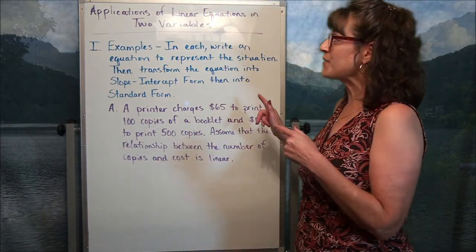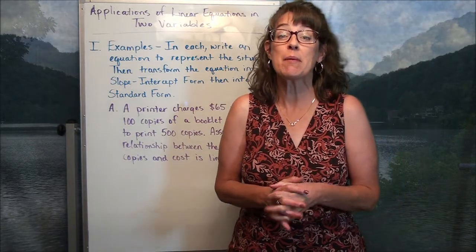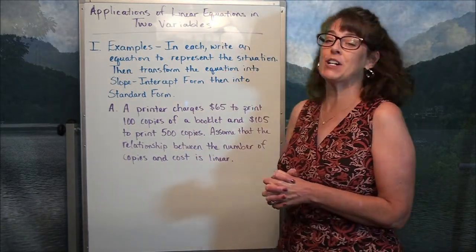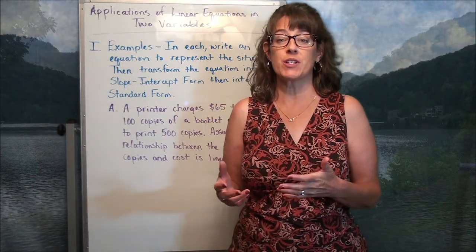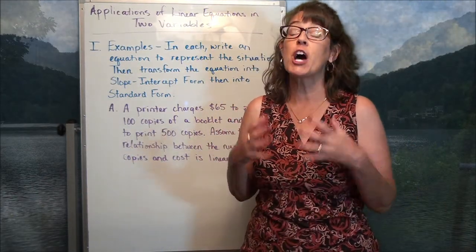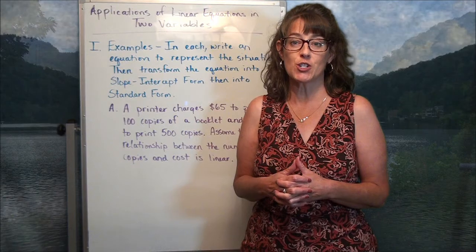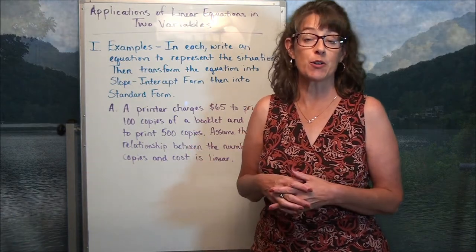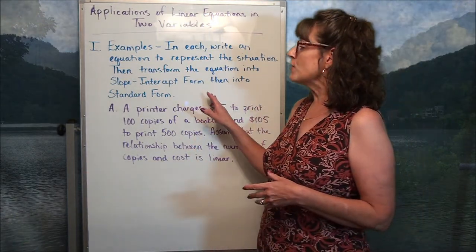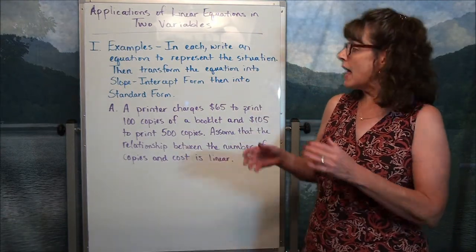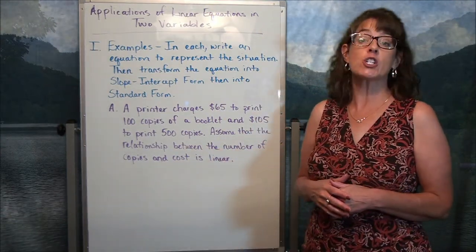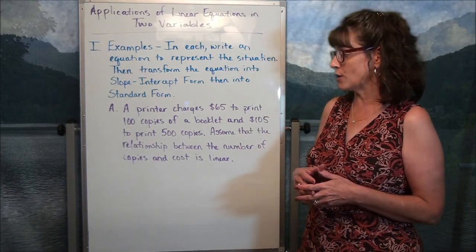Anyways, let's react to applications of linear equations in two variables. So I'm going to show you why we've been working through all these things that we've been working through. There are tons of applications for linear equations in two variables, and I have just a couple here for you. In each of these two examples, we're going to write an equation that represents the situation, and then transform that equation into slope-intercept form and into standard form.